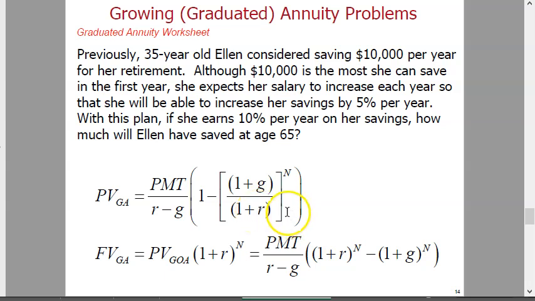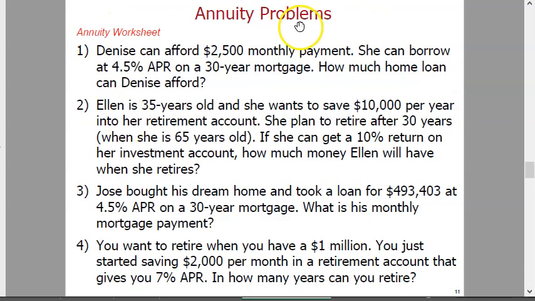In this video, we're going to look at graduated annuities. So the difference between this graduated annuity and the previous annuity is that in the previous regular annuity problem, let's look at problem number 2, Ellen is 35 years old and she is saving $10,000 per year into her retirement account. So she keeps saving $10,000 every year, even though her salary keeps increasing year after year.